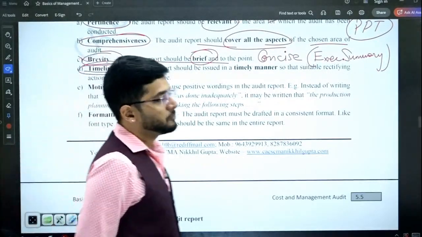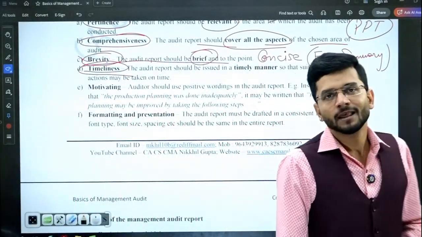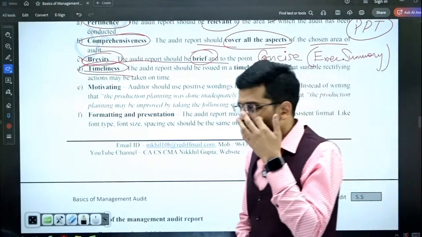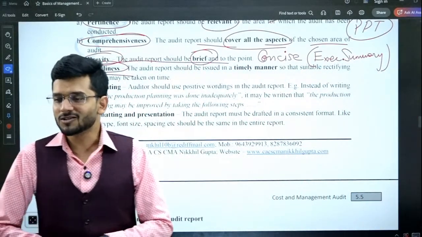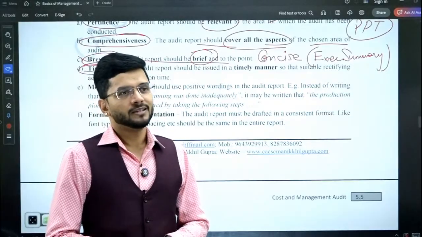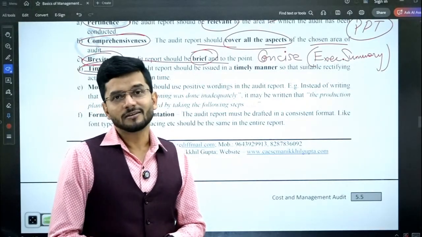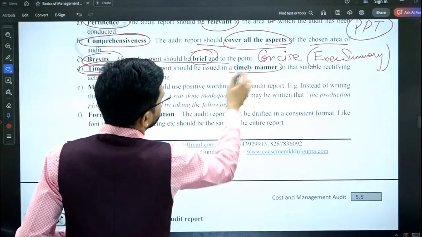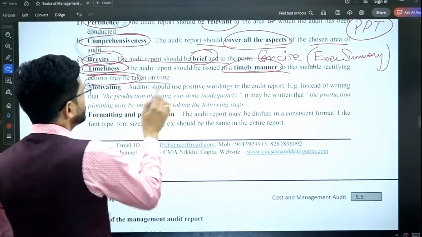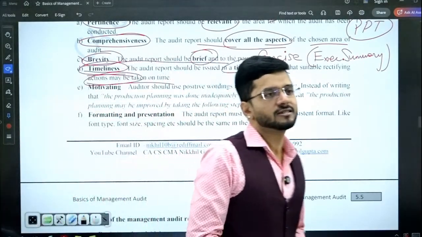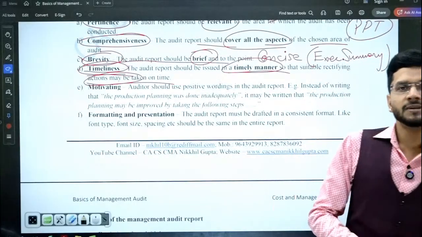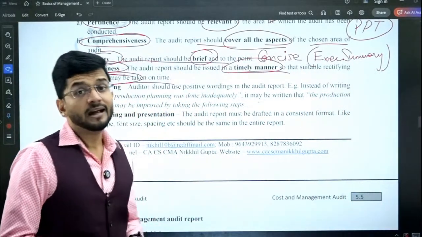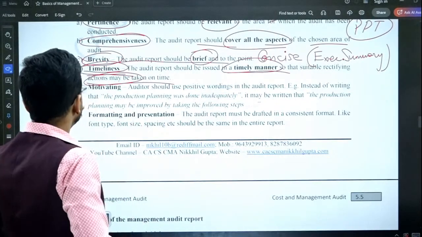Timeliness, very, very important. The report should be given on time, not late, because if the report is given late, there's no point in giving it, because then no actionable activities can be done based on that report. So the report should be timely. The audit report should be issued in a timely manner so that suitable corrective actions can be taken on time. That is the idea. If you give your report late, it won't be of any use to anyone.